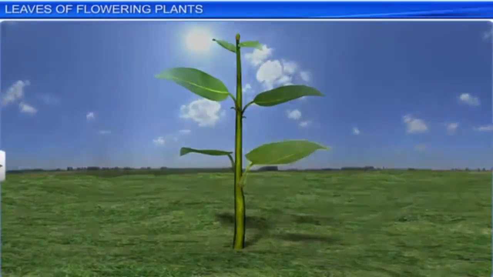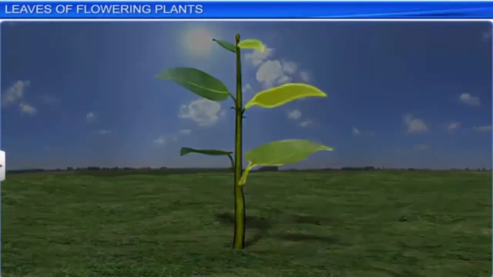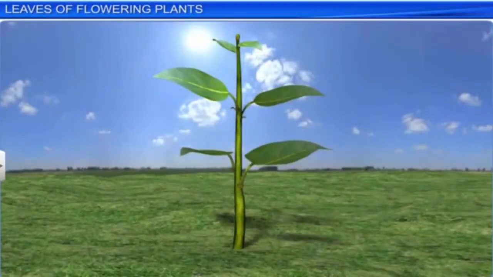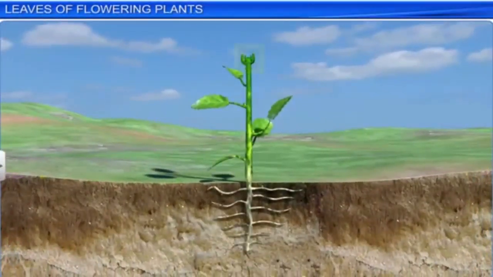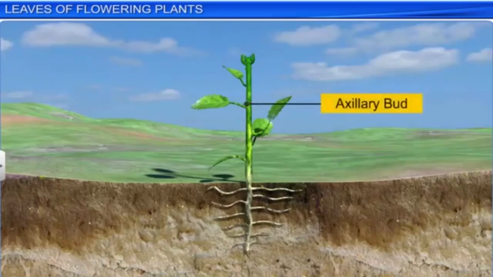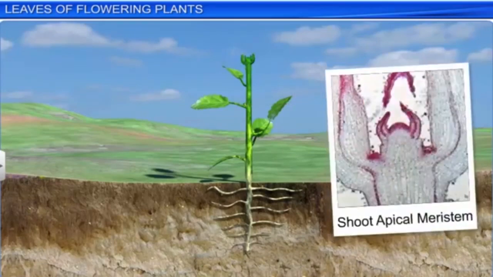Moreover, they are arranged in an acropetal order. In other words, they develop in succession from the base to the apex of a stem or a branch. Leaves originate from shoot apical meristems and bear buds in their axil. These axillary buds later grow into branches. The meristem found at the tip of a shoot is known as shoot apical meristem.